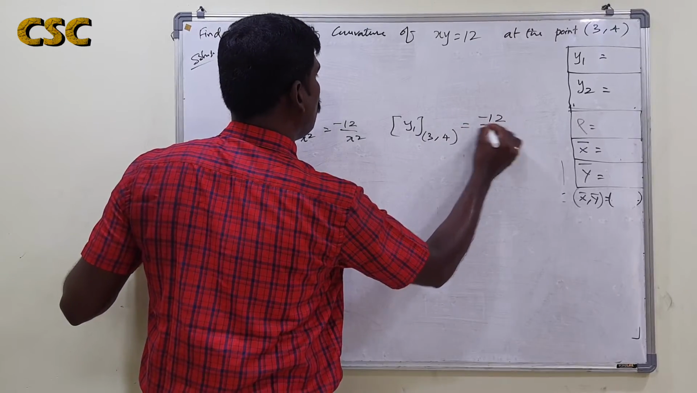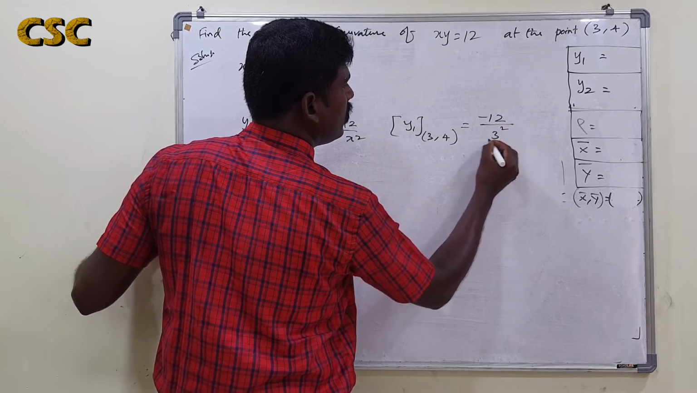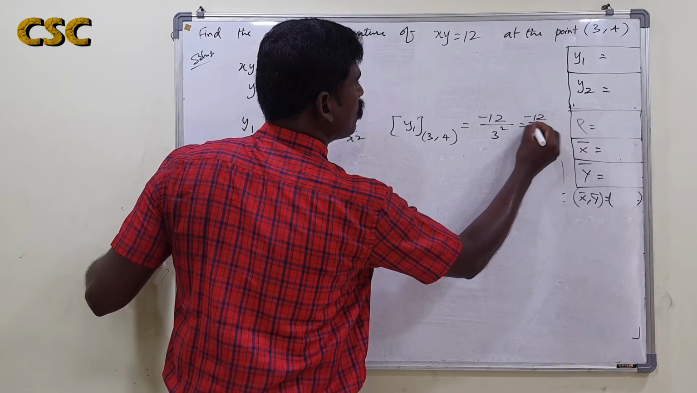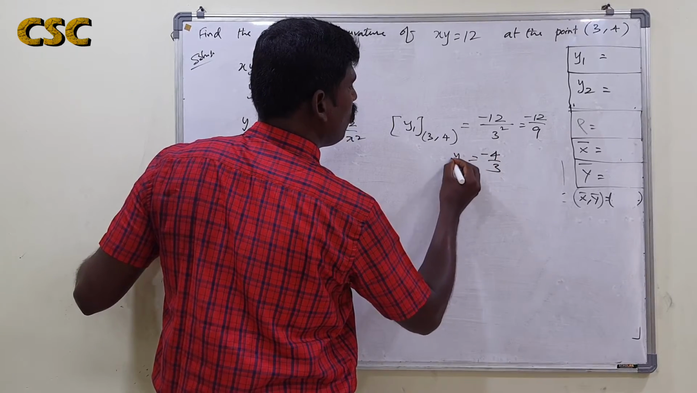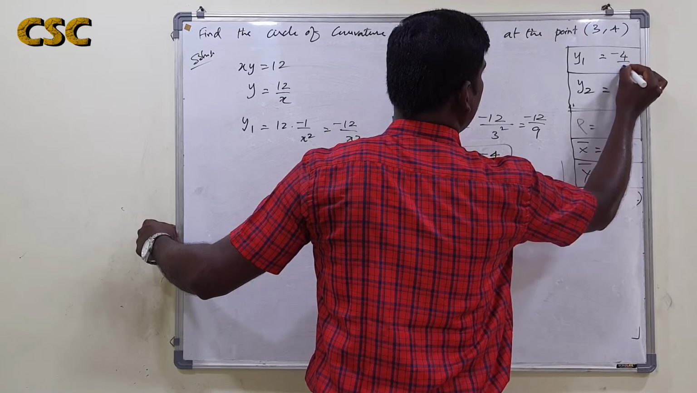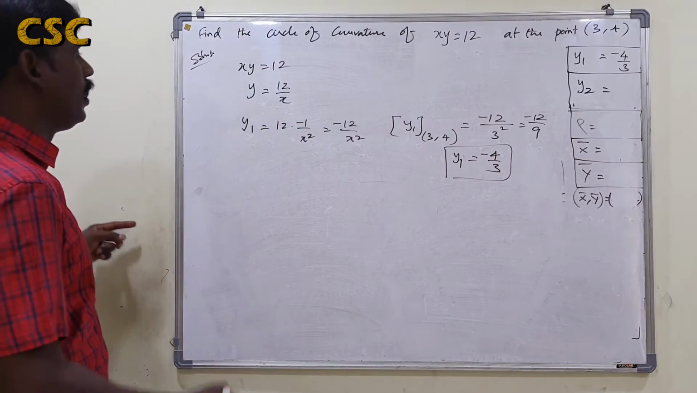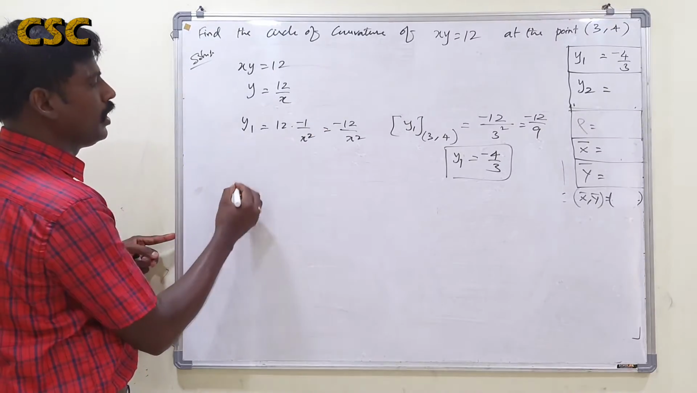That is equal to minus 12 by the value of x, which is 3, so 3 square. So that is equal to minus 12 by 9, that is equal to minus 4 by 3, which is the value of y1. So minus 4 by 3 is the value of y1 at the point. What is y2? Again, differentiating this y1 with respect to x, you can get y2.